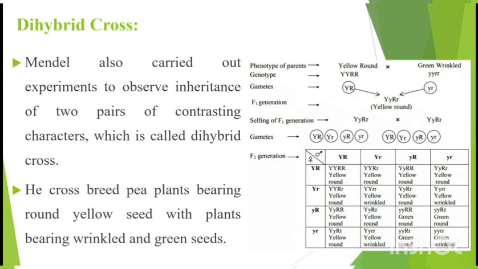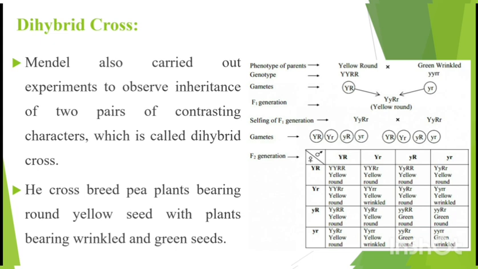Next, Mendel performed the dihybrid cross. In a dihybrid cross, two pairs of alternative characters are considered for the study. Two traits, the shape of the seed and the color of the seed, were considered together to understand this dihybrid cross.